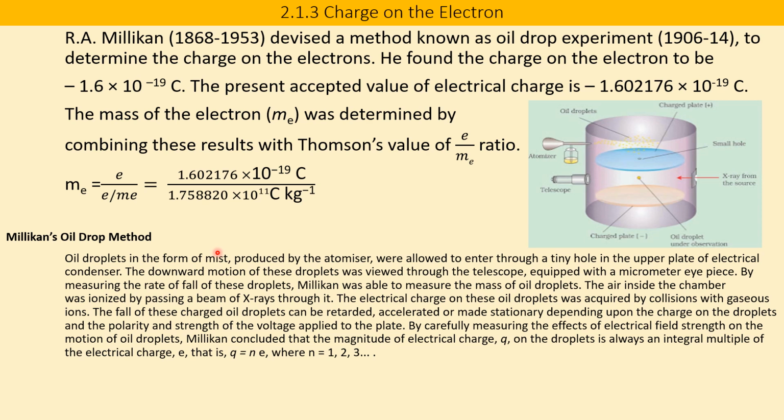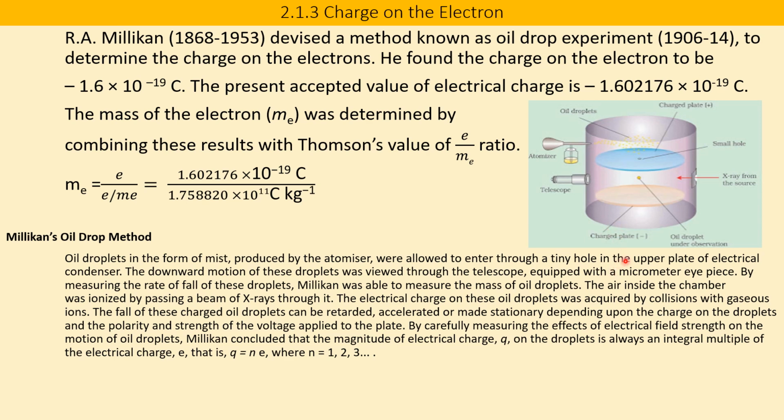The details of the Millikan oil drop method are also shown on your screen. In this method, oil droplets in the form of mist produced by the atomizer were allowed to enter through a tiny hole in the upper plate of the electrical condenser. The diagram on the screen shows the Millikan oil drop apparatus for measuring charge e. In the chamber, the forces acting on the oil drop are gravitational force, electrostatic force due to electric field, and a viscous drag force when the oil drop is moving.